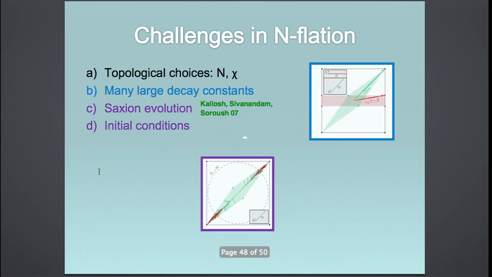What we find is that the problem of many large decay constants is very strongly alleviated. It's transformed, really. And then the problems of saxion evolution and of initial conditions are modified in some ways. We're not, I think, at this point ready to say that we have definitive improvements, but the nature of those problems is slightly changed. And the problem of topological choices is not changed in any way. Okay, so let me conclude. Mostly I'm going to conclude about the general remarks, not about this particular kinetic alignment thing.